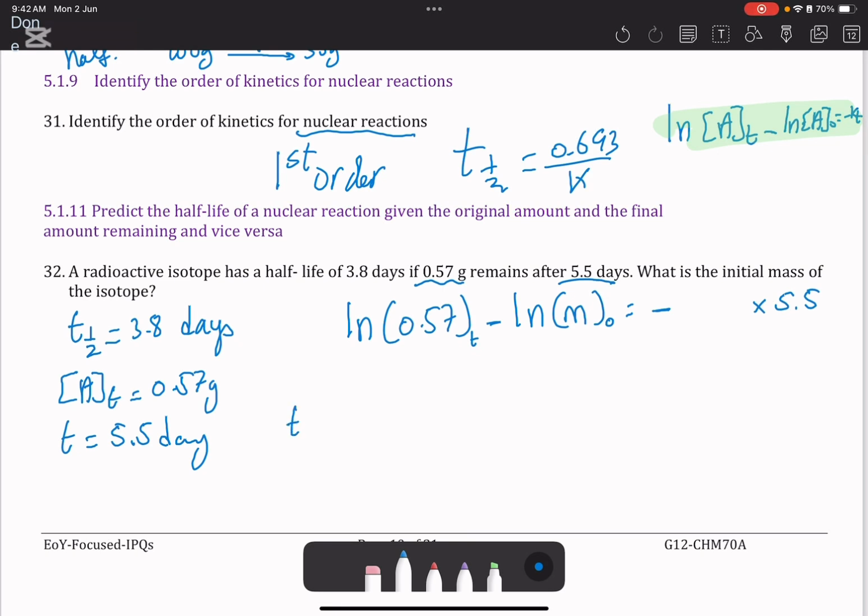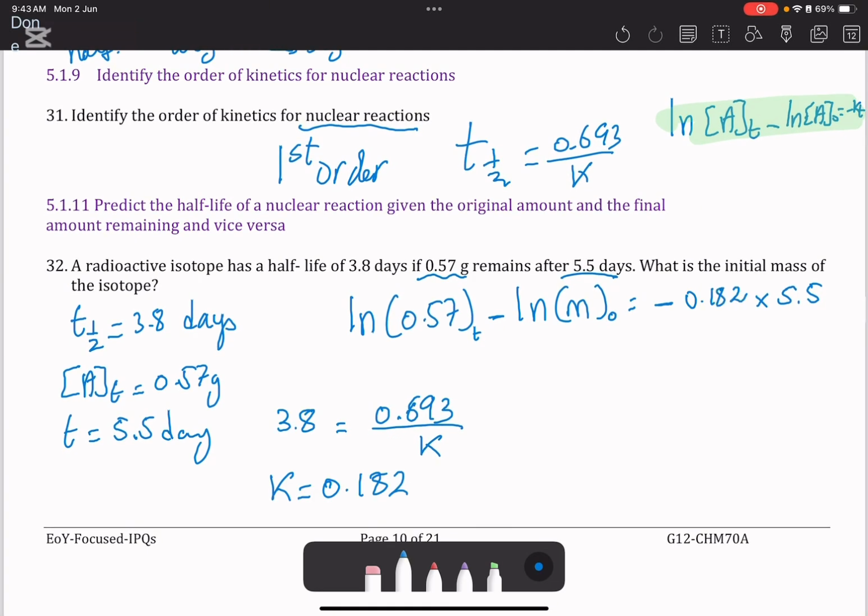I still need to find k, so I'm going to use the formula t half. This one equals 0.693 over k. Now instead of the t half, I'm going to substitute with the 3.8. Therefore, plugging this into your calculator, 0.693 over 3.8, the k is equal to 0.182, so I'm going to put it over here. Solving for x, I can find the mass to be equal to 1.55 grams.